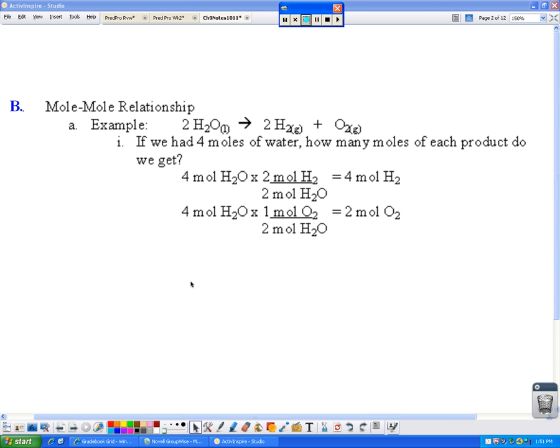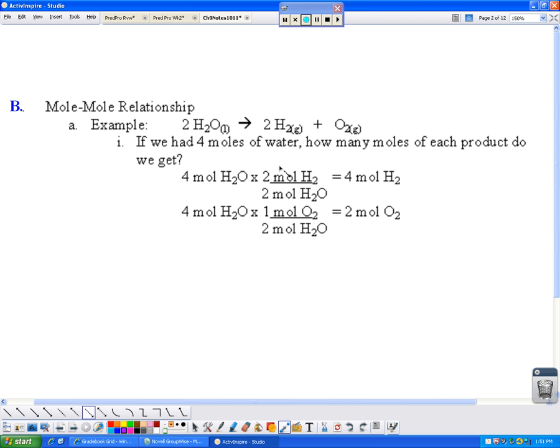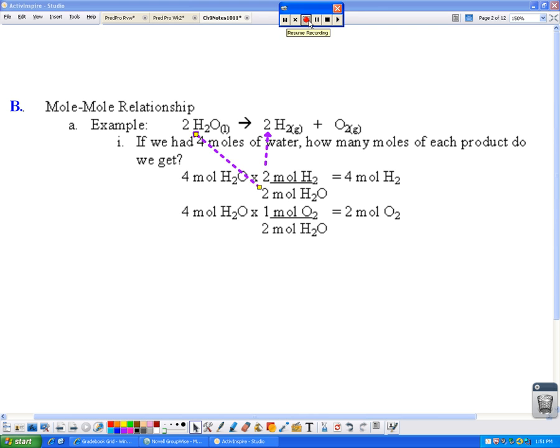So here we are using the mole-to-mole ratios to convert from one thing to another thing. So let's say someone has 4 moles of water and they want to know how much hydrogen they could produce, or they want to know how much oxygen they could produce by decomposing this water with an electric current. Well, we have 4 moles of water. Here's the ratio from hydrogen to oxygen. So that's the hydrogen value, and that's the water value. And so we're just writing it in there.